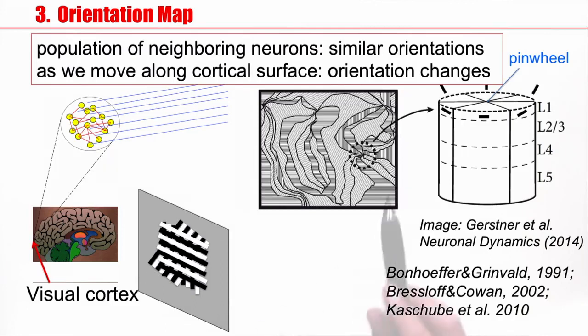So if I look at the flattened out visual cortex, and if I walk around this dashed line, I would first see neurons that have a preferred orientation horizontal, then maybe 30 degree, then maybe 60 degree, then maybe 90 degree, and so forth. So the responses, if we walk around, change.